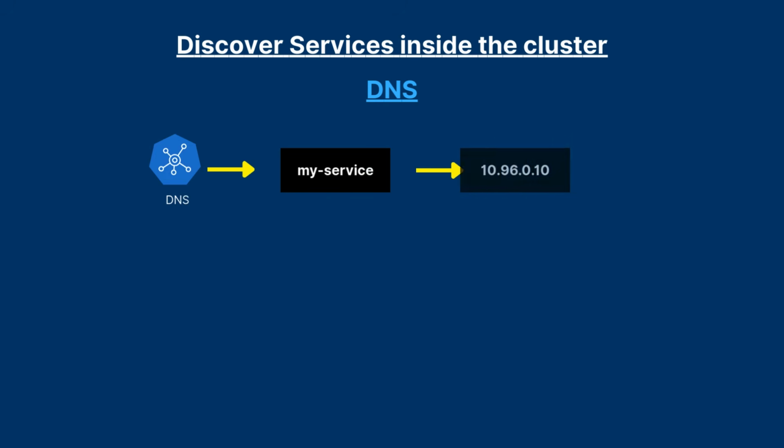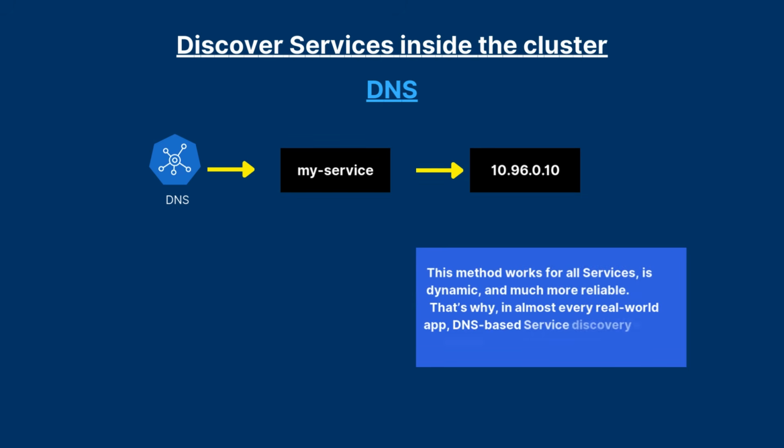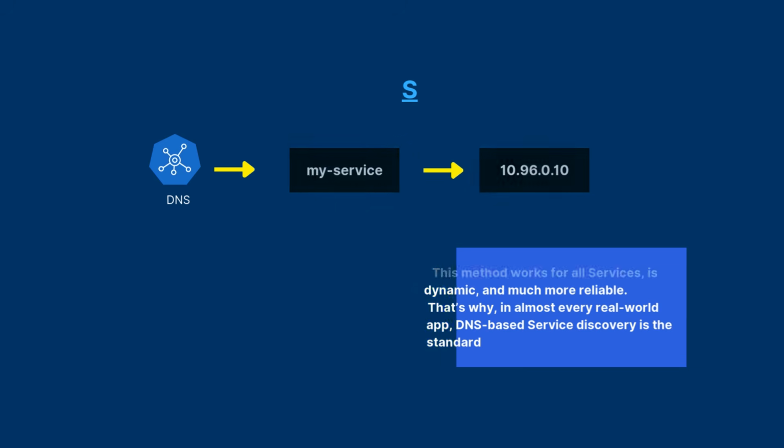That brings us to our second way. The one most people use is DNS. Here's where CoreDNS comes in. It resolves service names into IPs, so you can simply connect to something like my service instead of memorizing cluster IPs. This method works for all services, is dynamic, and much more reliable. That's why in almost every real-world application, DNS-based service discovery is the standard.